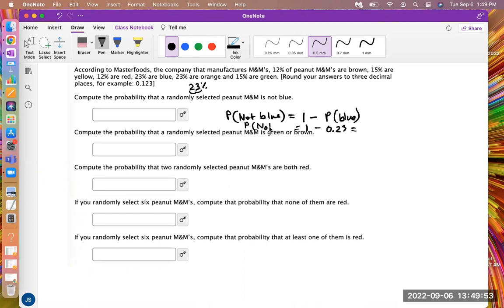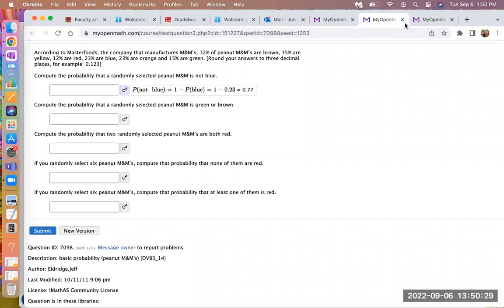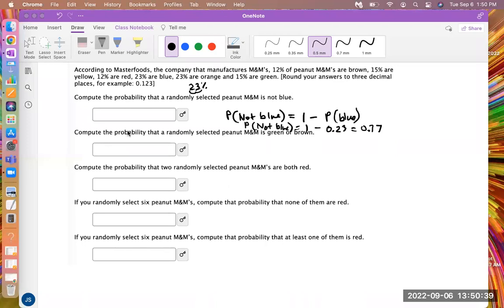And that's because that's true for every single outcome. It's either not blue or it is blue. So they're the complement of each other. So 1 minus 0.23 is 0.77. And that's exactly what they get. Okay, for the next one. Compute the probability that a randomly selected M&M is green or brown.